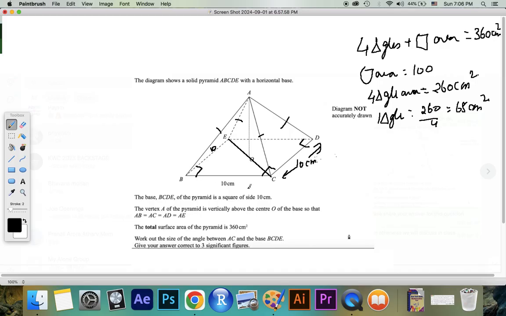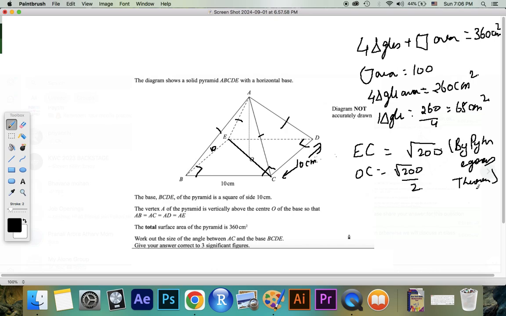Why is that? Because angle EBC is a 90-degree angle, so it is a right-angled triangle, right? Applying Pythagoras theorem, this is opposite, this is adjacent, and this is the hypotenuse. So 10 squared plus 10 squared is 100 plus 100, which is 200. So the diagonal EC is equal to square root 200, right? And OC is nothing but square root 200 over 2, by Pythagoras theorem. Let's keep reading further ahead.